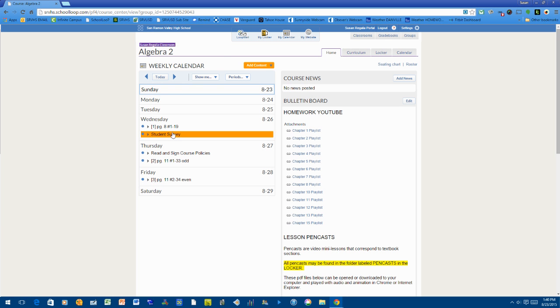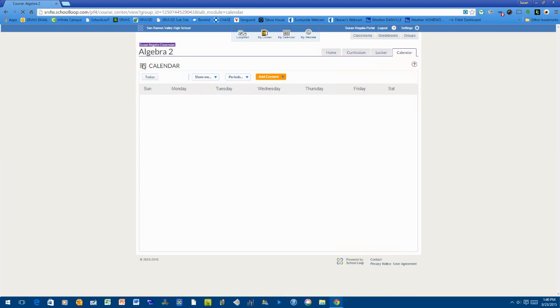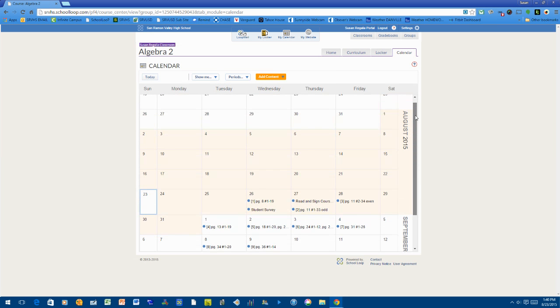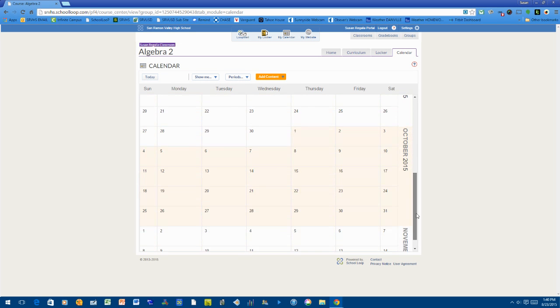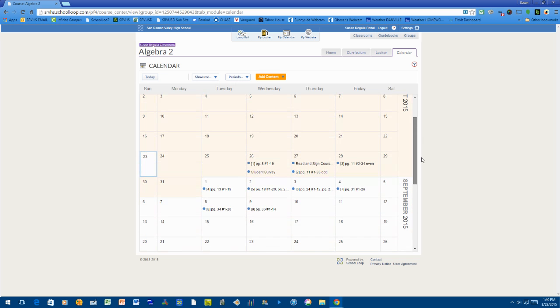On the left side you see a weekly calendar of assignments and events. If you click on the little monthly calendar icon, you'll get to a monthly calendar where you can look at upcoming tests and quizzes, because I post those always at least a week in advance. And you can see that every assignment that I do post will remain on the calendar for the entire year. So you can always go back and look at makeup work that needs to be done.